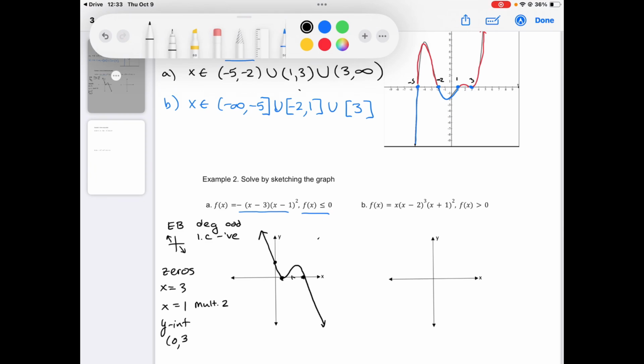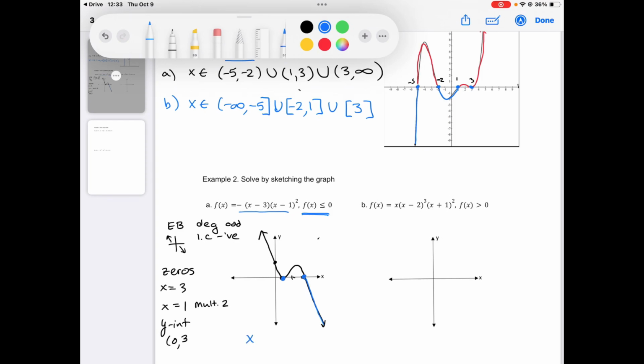Now I'm looking for the sections of the graph where my function is less than or equal to 0, so I'm going to use blue again. I'm going to highlight the sections of the graph where the function is less than 0, which is right here, and equal to, which is the zeros on my graph.